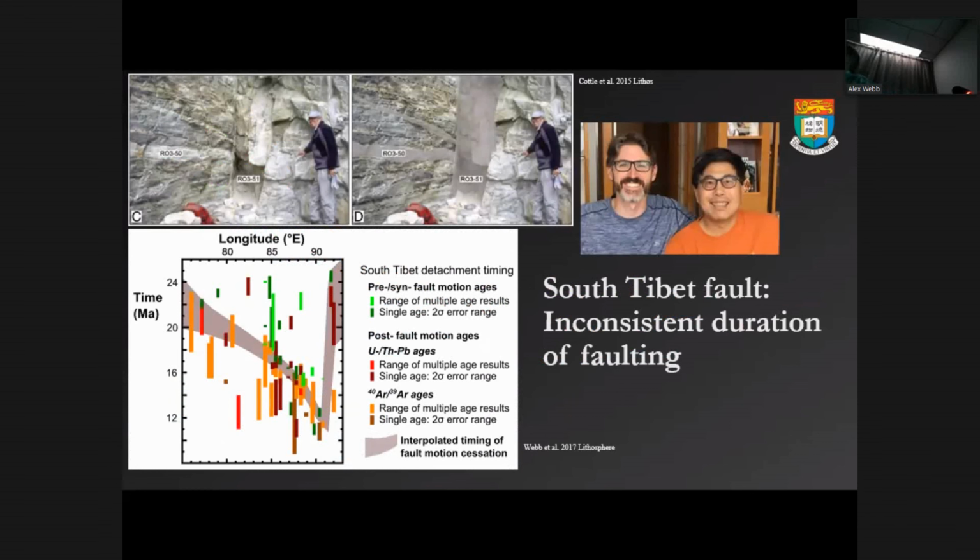Then we realized a problem, which is inherent to all the models. Every one of those models is 2-dimensional, including ours, right? So all of those ideas are assuming that everything along the length of the Himalaya is pretty similar. And that's okay for starters, but we started to look at some of the data and realized that this was a problem.